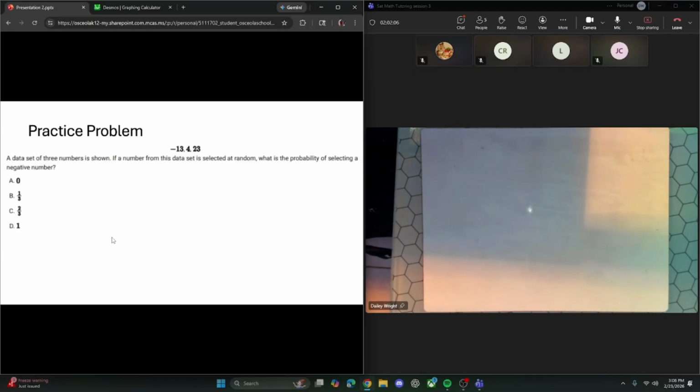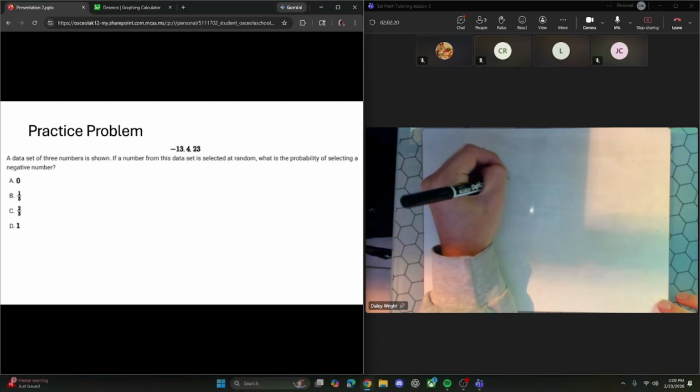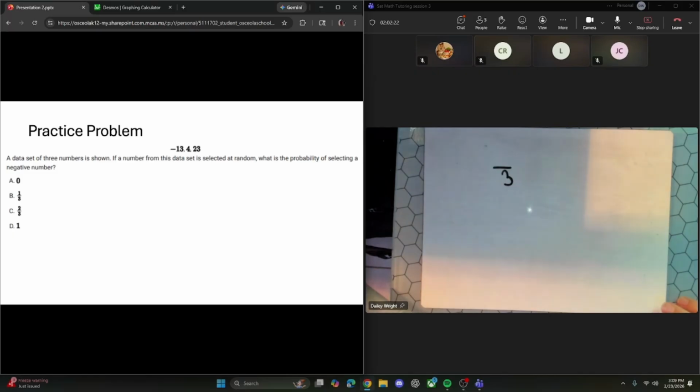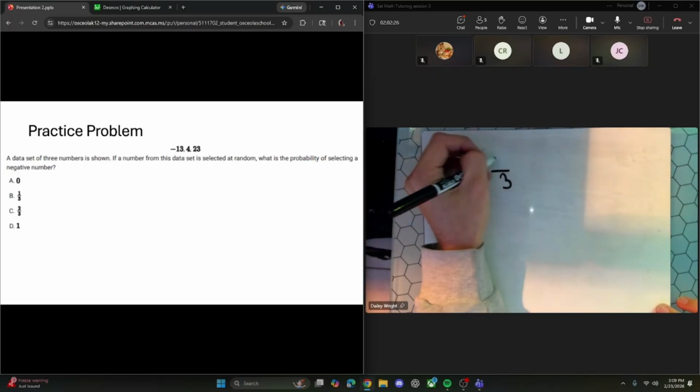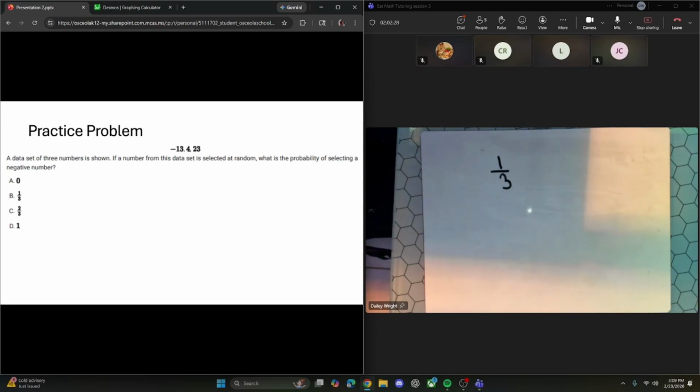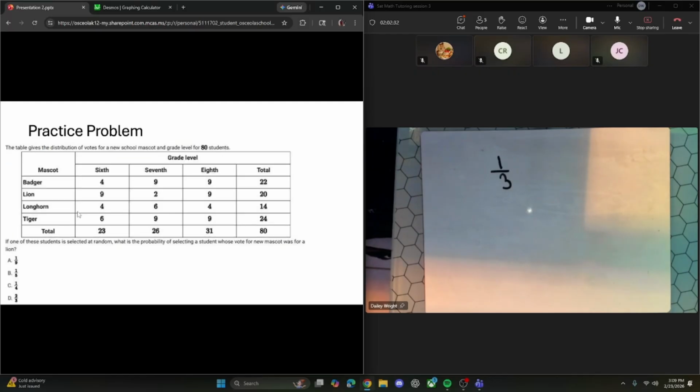A data set of 3 numbers is shown. If a number from this data set is selected at random, what is the probability of selecting a negative number? Well, we know there are 3 numbers in the data set, and there's no given, so our overall would be divided by 3. What we're looking for is the negative numbers, and there's 1 negative number. So our probability would be 1 over 3.